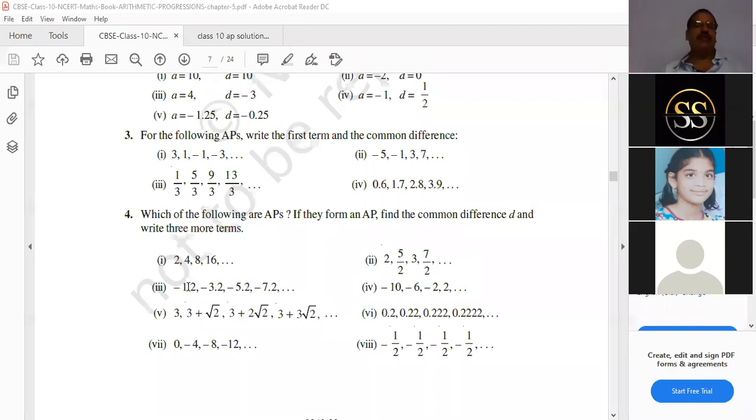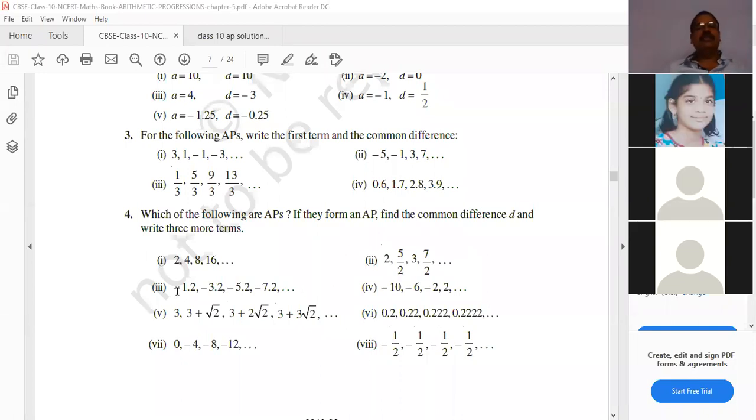Now we come to the third bit. It is an AP, I think. Yes, sir. The common difference is minus 2.0.